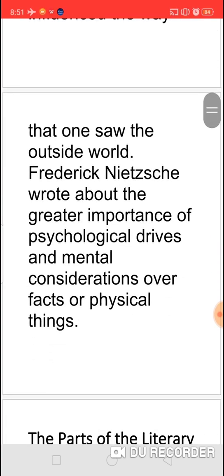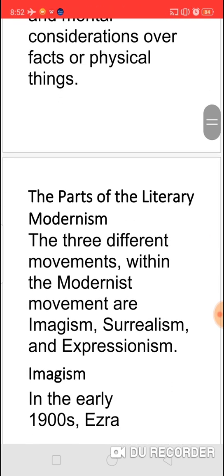And Friedrich Nietzsche wrote about the greater importance of psychological drives and mental considerations over facts or physical things. So he gave more importance to psychology and mental considerations. Literary modernism can be divided into three movements, which are imagism, surrealism and expressionism.